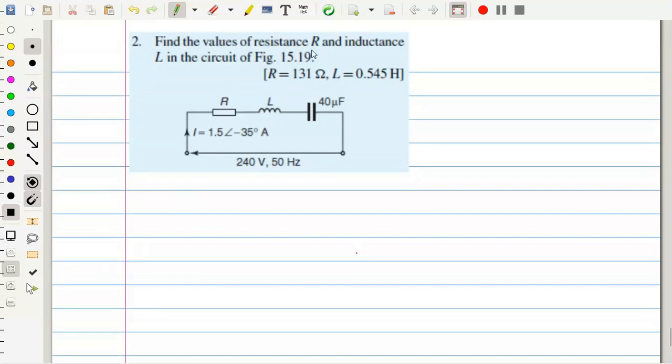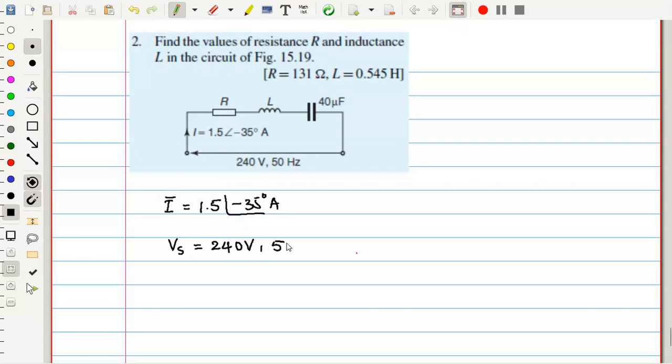Find the value of the resistance and inductance. So we need to find R and L, for which some things are given. What are they? First we look at it. Current is given. What is this current? It is the current phasor. Actually, they did not use a bar in their notation, but I want to put a bar to differentiate from the magnitude: 1.5 at an angle of minus 35 degrees amperes, and voltage is given. Only the voltage magnitude is specified as 240 volts.